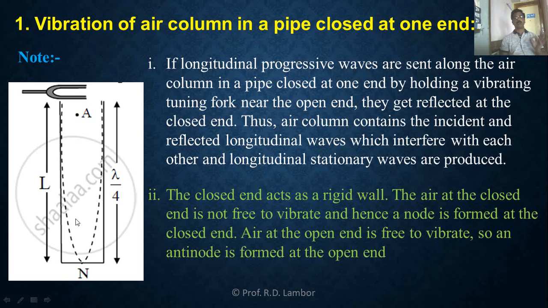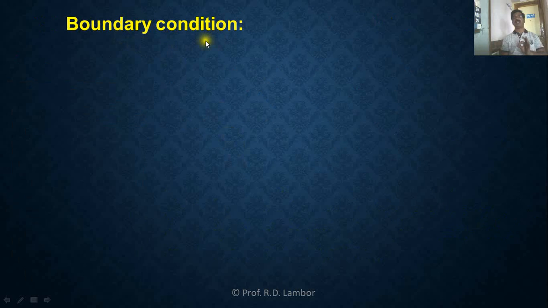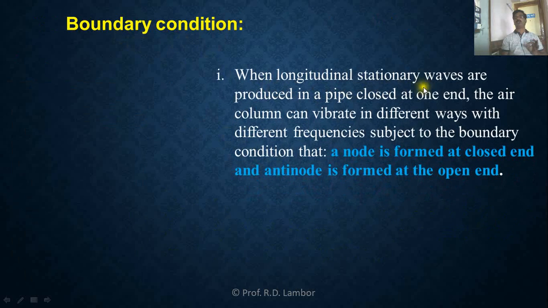What is that? Node is always formed at closed end and antinode is always formed at open end. So let us go through the boundary condition. When longitudinal stationary waves are produced in a pipe closed at one end, the air column can vibrate in different ways with different frequencies subject to boundary condition.